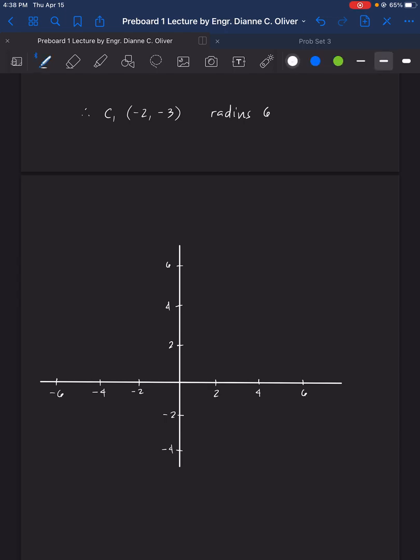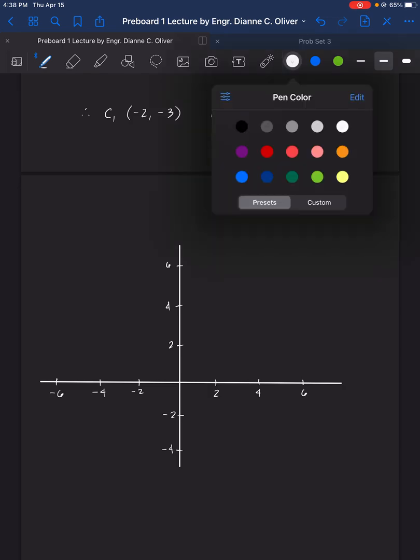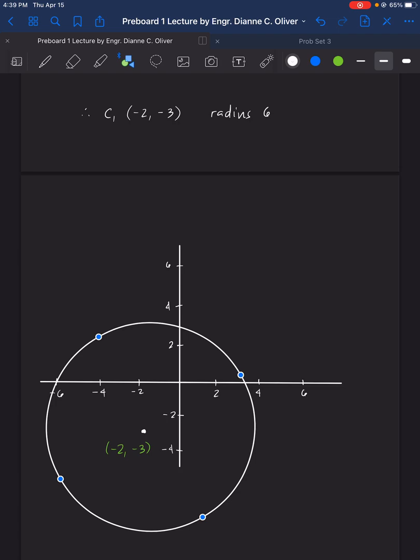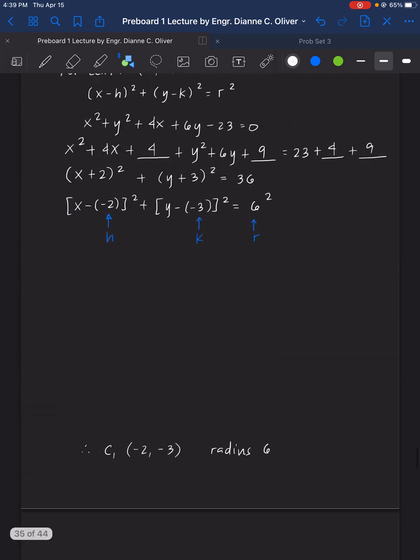So we have the center. Okay, let's use here (-2, -3). So the center is here. Then the radius is 6. If we have here the radius as 6 units, so this is the center, we have there 2, 4, 6. So this is how wide the circle is. Let's assume it that way. So this is the radius of this circle.